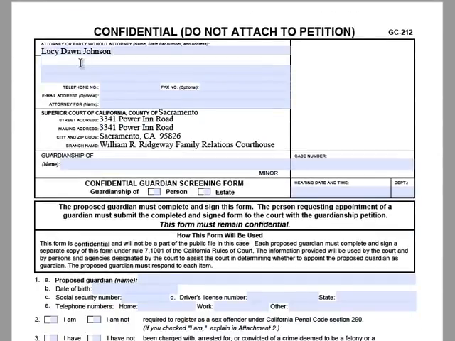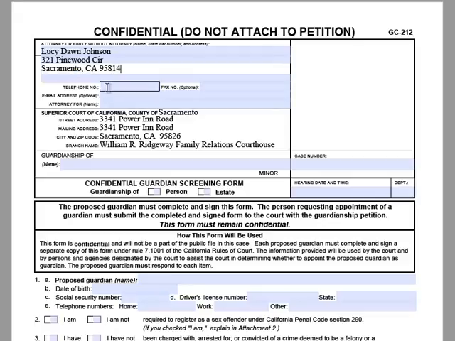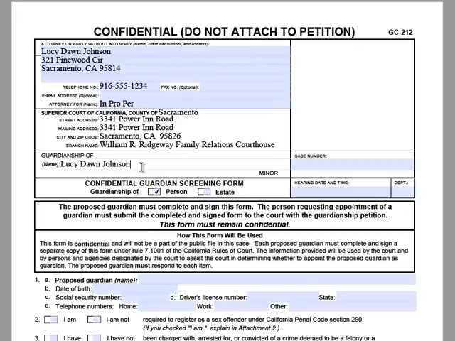It has a top caption, just like the last form, which I assume will be filled out the same way. After that, checkbox to indicate it is a guardianship of the person, and a space to write Lucy's name. Exactly. The caption is the same. The information on this form is about the proposed guardian, you in this case. On to paragraph 1. Proposed guardian. That's your name, date of birth, social security number, driver's license number, and telephone numbers. I'll just copy that over.